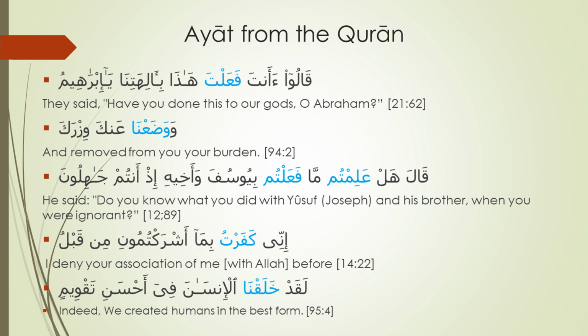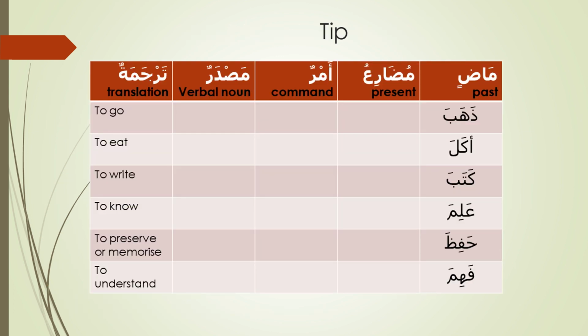So if we want to build up our vocabulary, go to the next slide. You have the madi, where you write your past tense verbs, and I've written some for you. ذهب, أكل, كتب, علم, حفظ, فهم. And on the next one, when we study the mudari', which is the present tense, you will put your present tense there. Then you'll do the amr, which is a command. This is how we study the book. Then we'll do masdar. And then you can write your translations there.